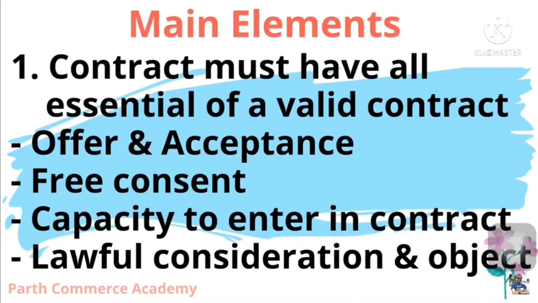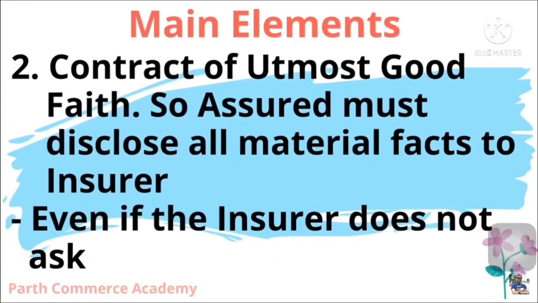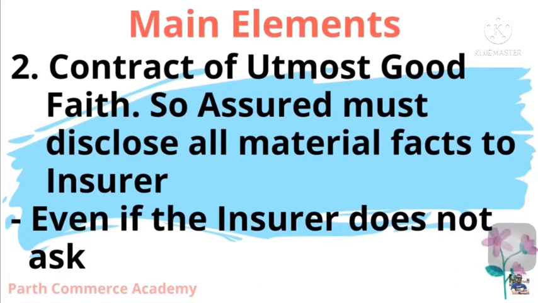Now let's see main elements of a life insurance contract. First, the life insurance contract must have all essentials of a valid contract, like offer and acceptance, free consent, capacity to enter into contract, lawful consideration and lawful object. All this must be present in the contract. Second, a life insurance contract is a contract of utmost good faith, so the assured should disclose all material facts to the insurer, even if the insurer does not ask him.